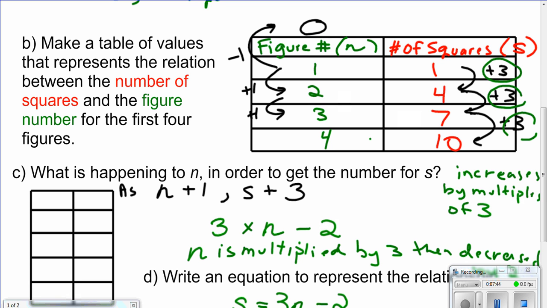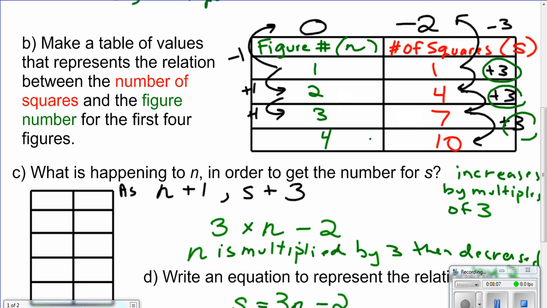So I'm going to minus 1, and so then to go backwards for number of squares, I'm going to have to do the opposite of what we were doing if we were increasing the figure number. So opposite of plus 3 is minus 3. So if there was a figure 0, there would be negative 2 squares, pardon me. 1 take away 3 is negative 2.